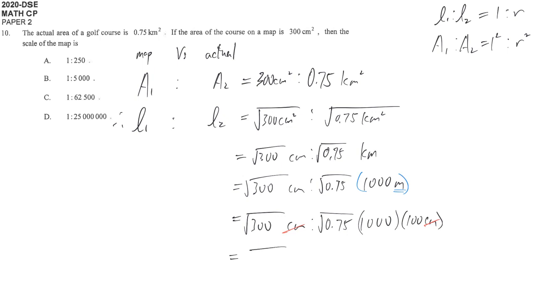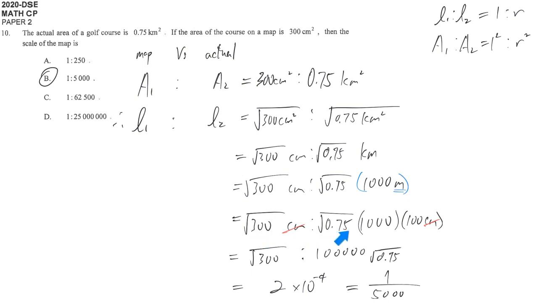Therefore, our final answer is square root 300 to 100,000 square root 0.75. And then you may just simply use a calculator. This item divided by this item will give you 2 times 10 to the power of negative 4. And then you change it to fraction form, you will get 1 over 5,000. So our answer is B.